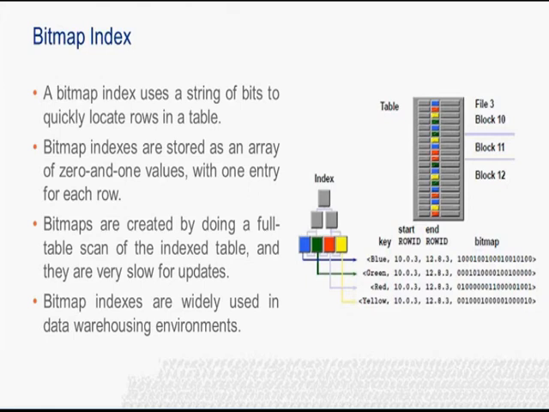Structure. A bitmap index is also organized as a B-tree, but the leaf node stores a bitmap for each key value instead of a list of row IDs. Each bit in the bitmap corresponds to a possible row ID, and if the bit is set, it means that the row with the corresponding row ID contains the key value.